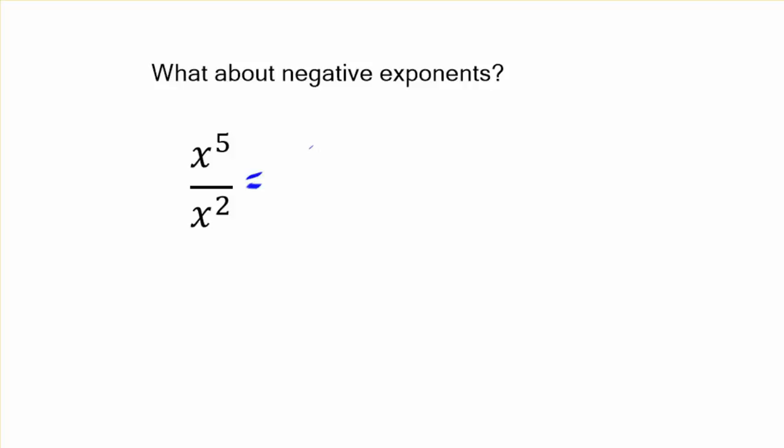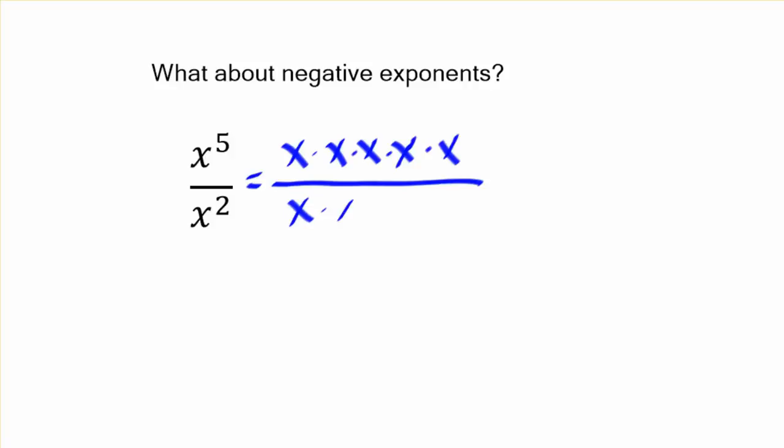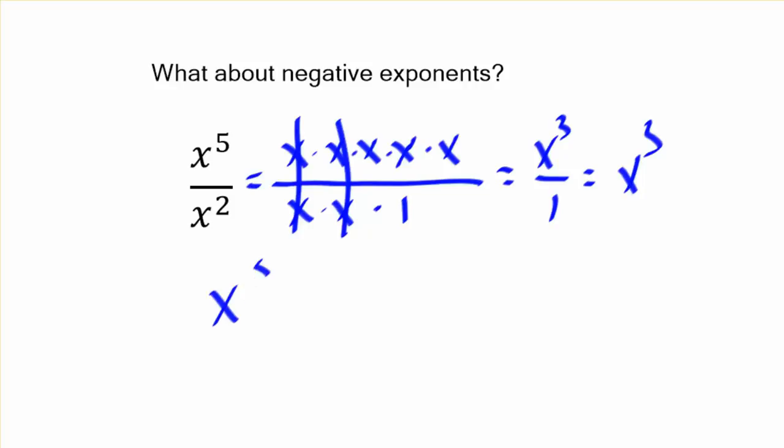Well, what about negative exponents? Let's see what happens. You guys already know how to do a problem like this. X to the fifth divided by x to the second. You just write out all your x's, cross those out, and you have x to the third on top. And when you do the short way, it's 5 minus 2 is 3. X to the third, no big deal.